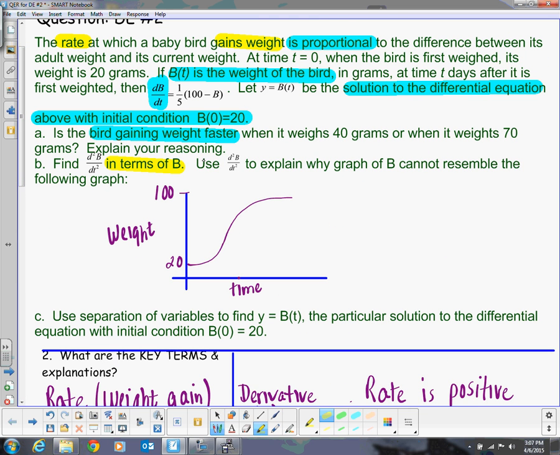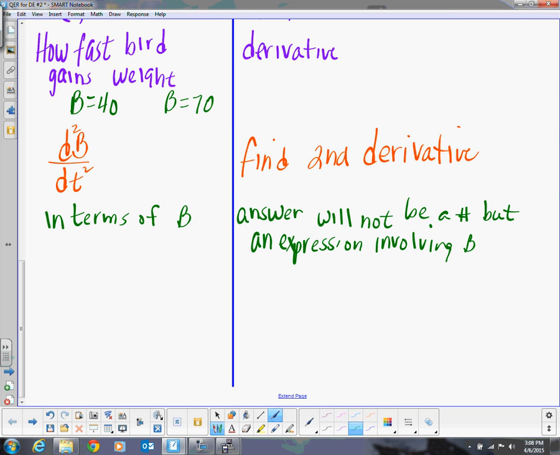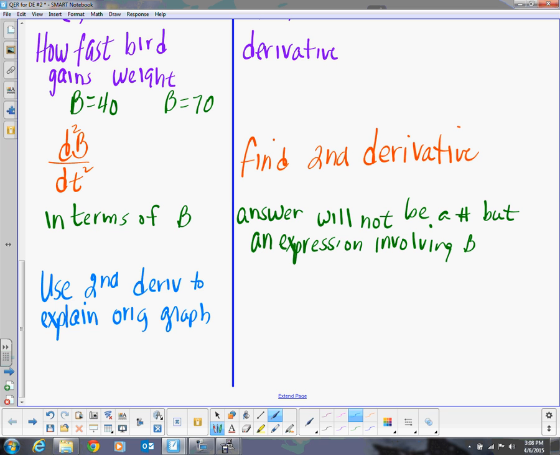All right, so now we have to use this to explain why the graph of B cannot resemble the following graph. Okay, so we're going to have to use the second derivative to explain the original graph. Now, what should that bring up? What should we think about? Second derivative to original usually addresses concavity.